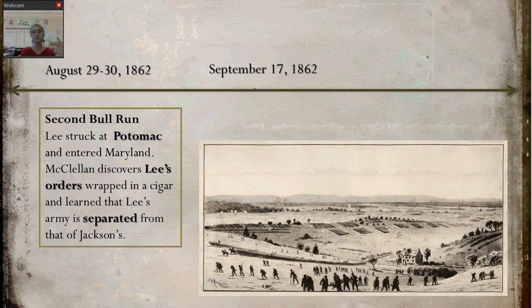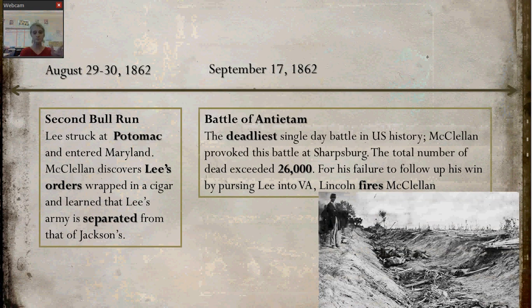So if you are General McClellan, at this point, you should start pursuing Lee's army because you know he's weaker. However, that's not exactly what happens. He does meet up with Lee's army at the Battle of Antietam, and this is the deadliest single-day battle in U.S. history. McClellan provokes the battle just outside of Sharpsburg, Virginia. The total number of dead is more than 26,000 in one day.